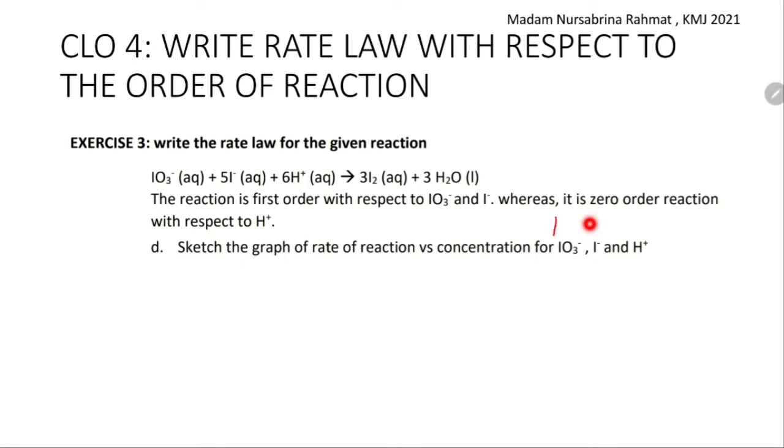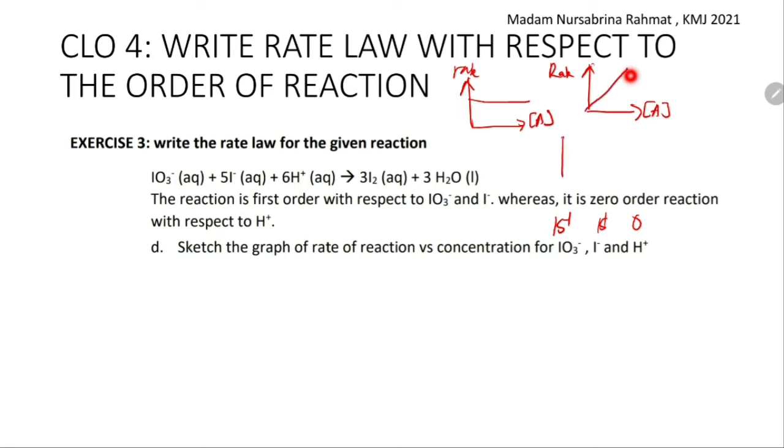Okay, so first order for my IO3 negative, and first order for my iodide ion as well, and zero order for my H plus. There are 3 different orders of reaction and 3 different graphs. Okay, so let's say it's a zero order, so for concentration, a straight line, because the rate is unaffected by the concentration of the reactants. If it's a first order, it's proportional, so a straight line, linear.